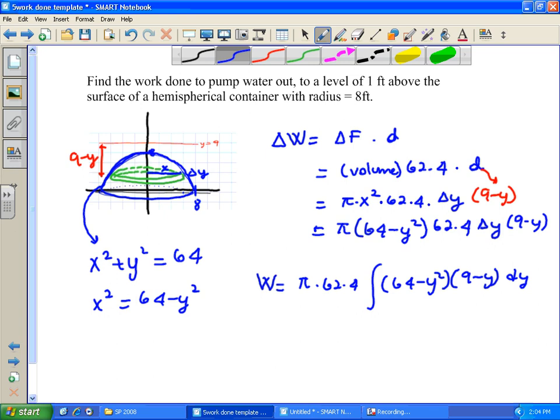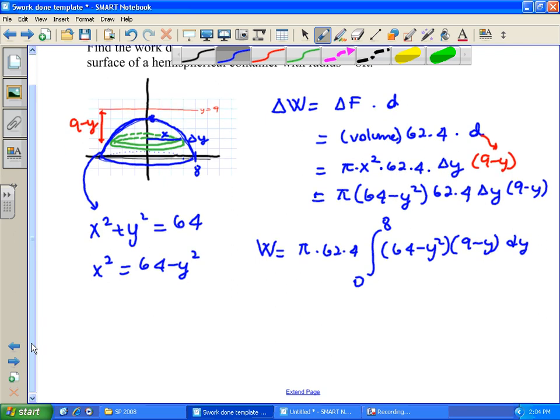Again, you're writing basically one delta W for each slab. The lowest slab is at the y equals 0 level. The next one is a little bit higher, a little bit higher. The last slab ends at y equals 8. So when you're adding it up, you're adding it up for all the slabs that had to be moved. And so that addition should be from 0 to 8. That's what the integral is going to do for us. It's going to total all the work done for all the slabs.